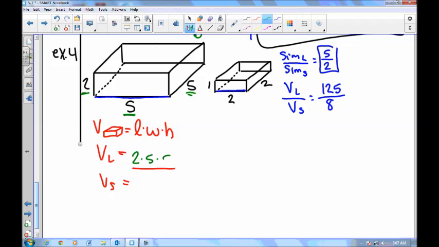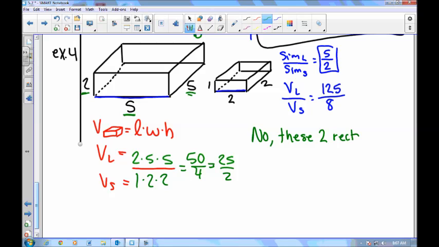2 times 5 times 5, and the other one's 1 times 2 times 2. And originally, before you simplify, what fraction did everyone get? 50 over 4, exactly. Which simplifies to 25 over 2. Does that match? No. So what's our answer? No. These two rectangular prisms, I wish you'd write a good explanation, are not similar.